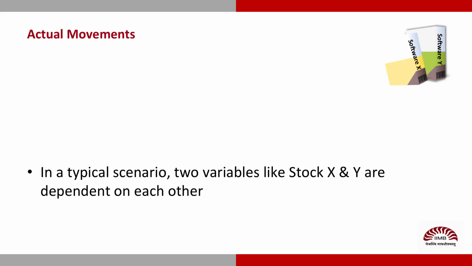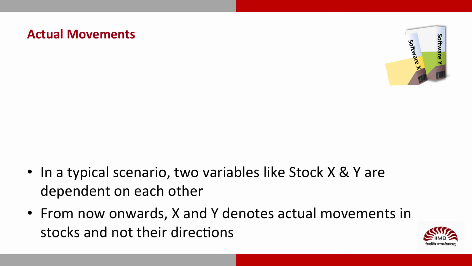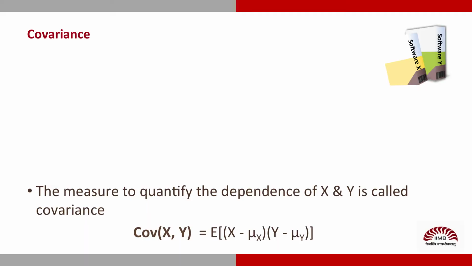Independence is a rare phenomenon in real life unless it is orchestrated. For instance, successive rolls of a fair die or coin tosses are independent. In a typical case, two variables such as our software stock movements are dependent on each other. From now on, we'll have X and Y stand for the actual movements in the two stocks, not the directions. One measure to quantify their dependence is called covariance. It's written as cov XY and is the expected value of the product of their deviations.